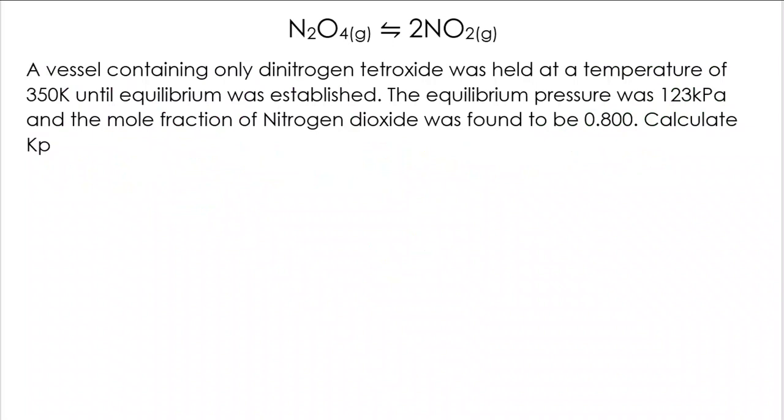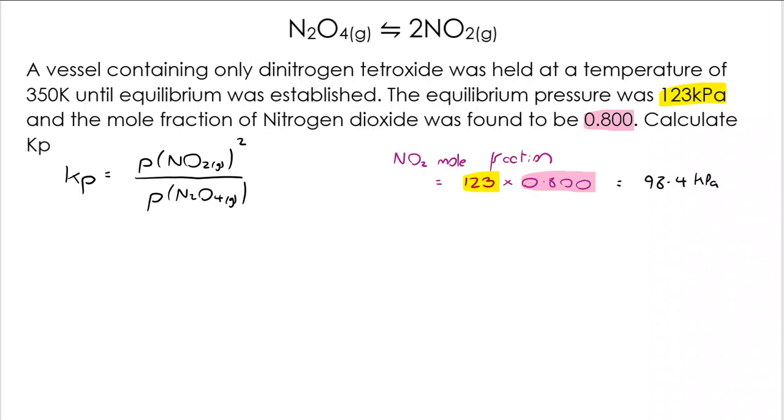Now, once again, I'm going to start with my expression for Kp. P is NO2 squared over N2O4. But I can't put all of the figures in straight away. We do know that NO2 has a mole fraction of 0.8 and the equilibrium total pressure was 123 kilopascals. So I'm going to need to use my partial pressure calculation, and that gives me a partial pressure of 98.4 kilopascals.